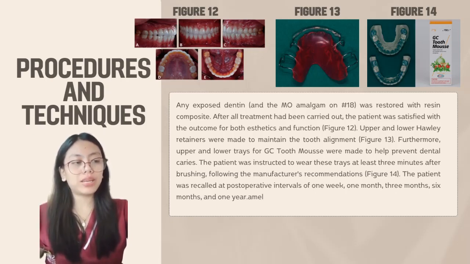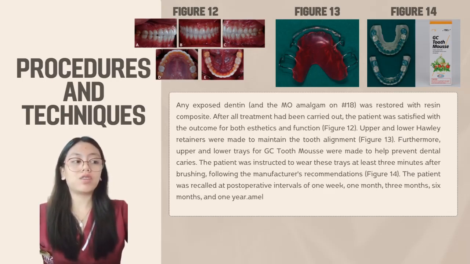After all treatment had been carried out, the patient was satisfied with the outcome for both aesthetics and function, in Figure 12. Upper and lower Hawley retainers were made to maintain the tooth alignment, in Figure 13. Furthermore, upper and lower trays for GC Tooth Mousse were made to help prevent dental caries. The patient was instructed to wear these trays at least 3 minutes after brushing, following the manufacturer's recommendations, in Figure 14. The patient was recalled at post-operative intervals of 1 week, 1 month, 3 months, 6 months, and 1 year.